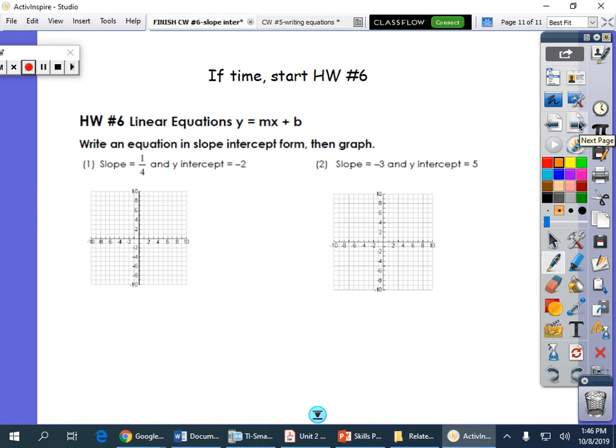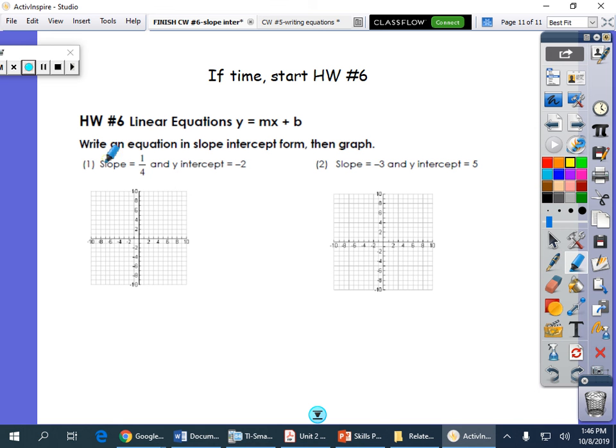So we finished classwork 6. So you have plenty of time to work on homework number 6. So let's get started. So we're going to write an equation in slope-intercept form, and then we're going to graph it. So I'll go back to the yellow and blue.